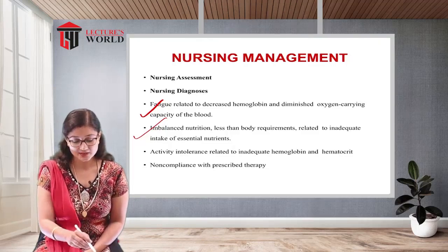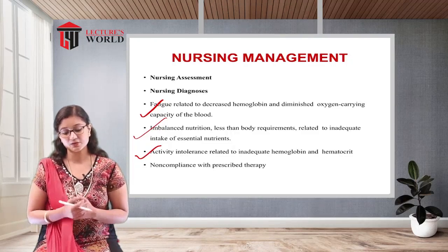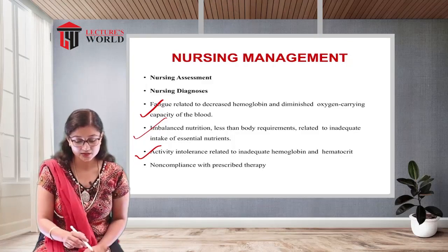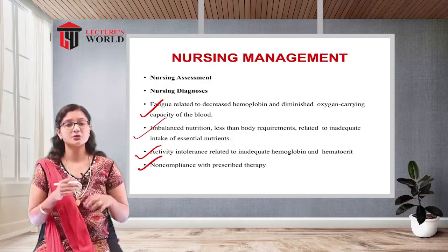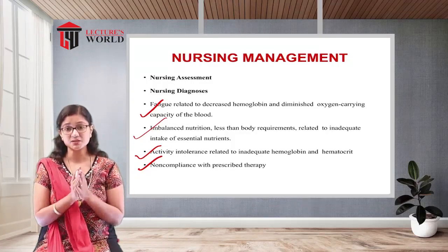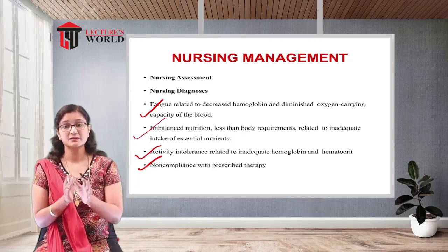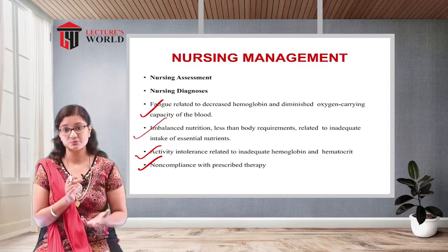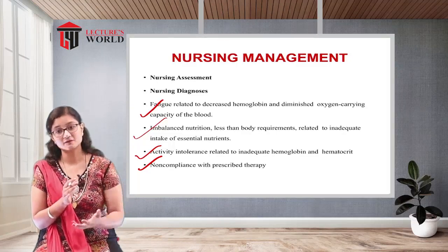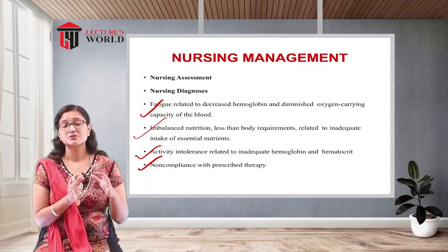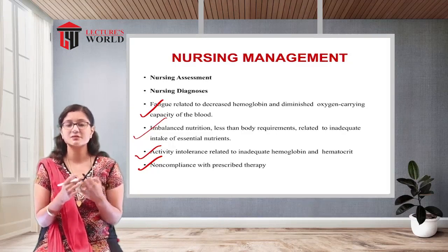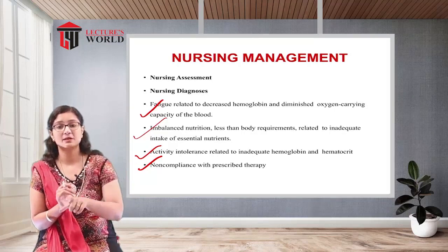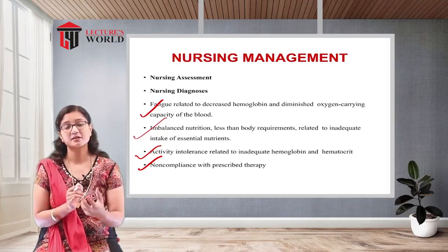Activity intolerance can be there, related to inadequate hemoglobin and hematocrit, and the last is non-compliance with the prescribed therapy. What do we mean by non-compliance? For example, if a person is suffering with iron deficiency anemia, we need to give this medication for more than 3 months. Sometimes we give it for 1.5 months, 3 months, continuously. When the person is taking such medication, he feels, after 1 month I'm all right, I don't have to take it. This is called non-compliance. People don't adhere to the drug therapy which is given to them.